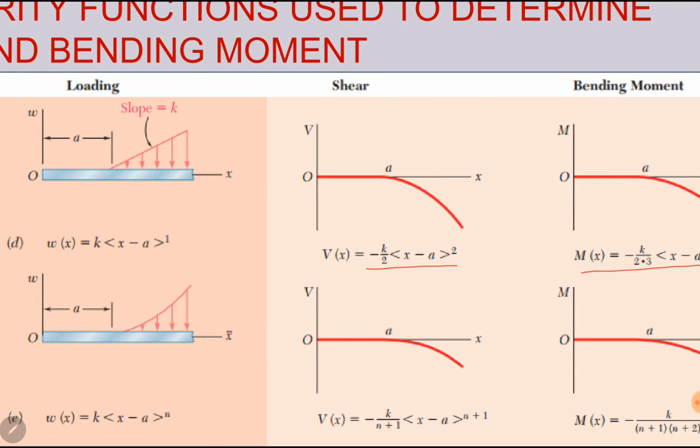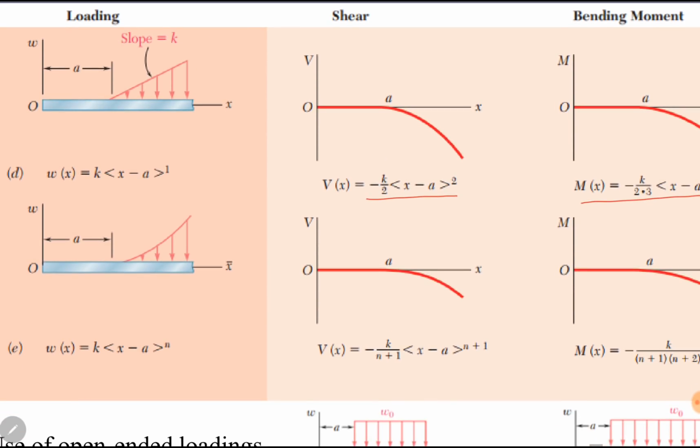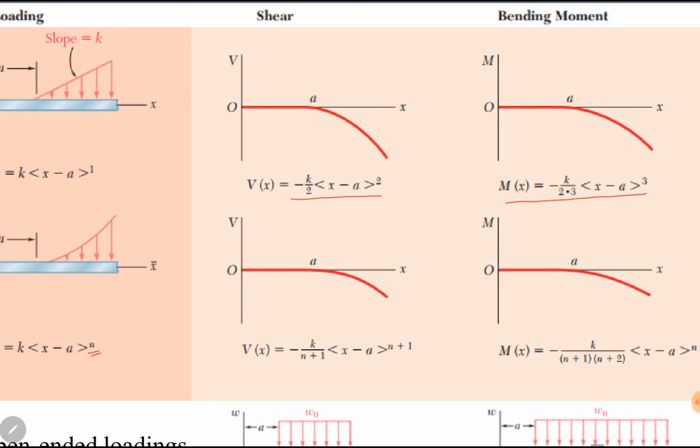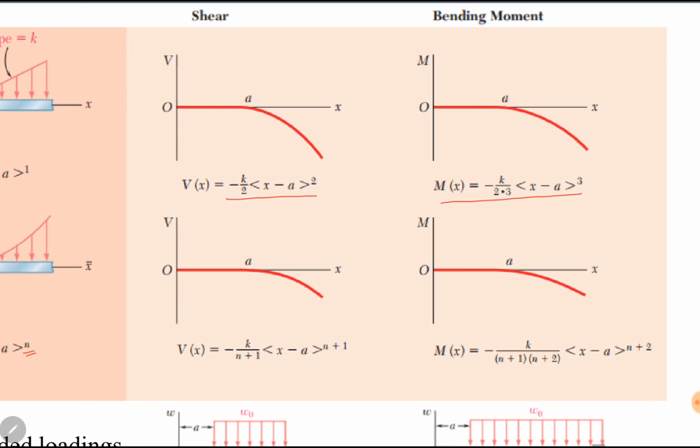If the load is a higher degree curve, it can be quadratic, cubic, or any higher degree n. So W = K(x - a)^n. V will be -K/(n+1) times (x - a)^(n+1). And M will be -K/((n+1)(n+2)) multiplied by (x - a)^(n+2).